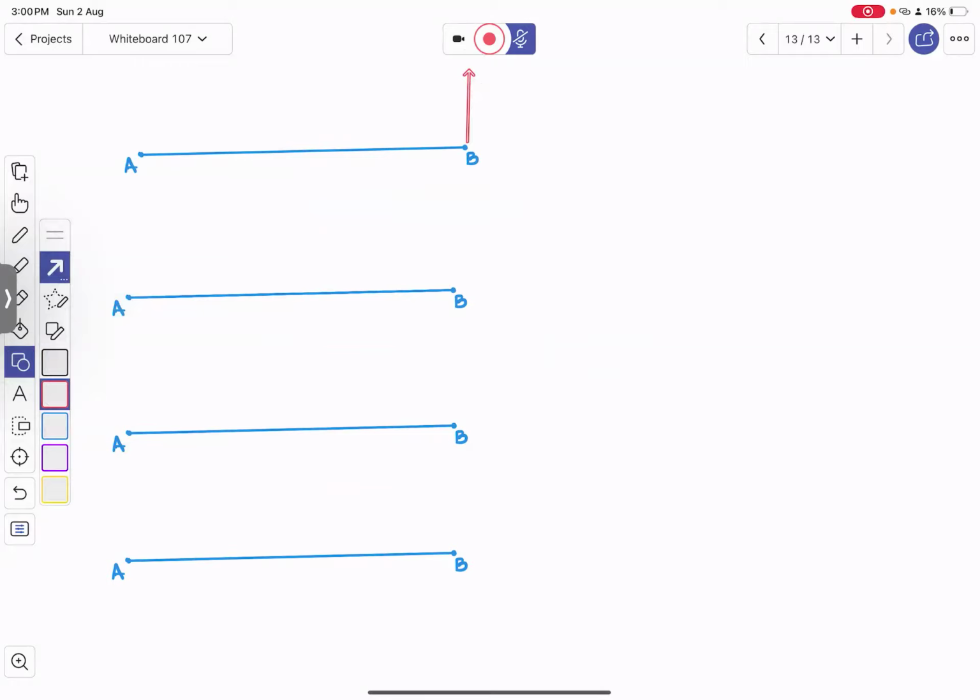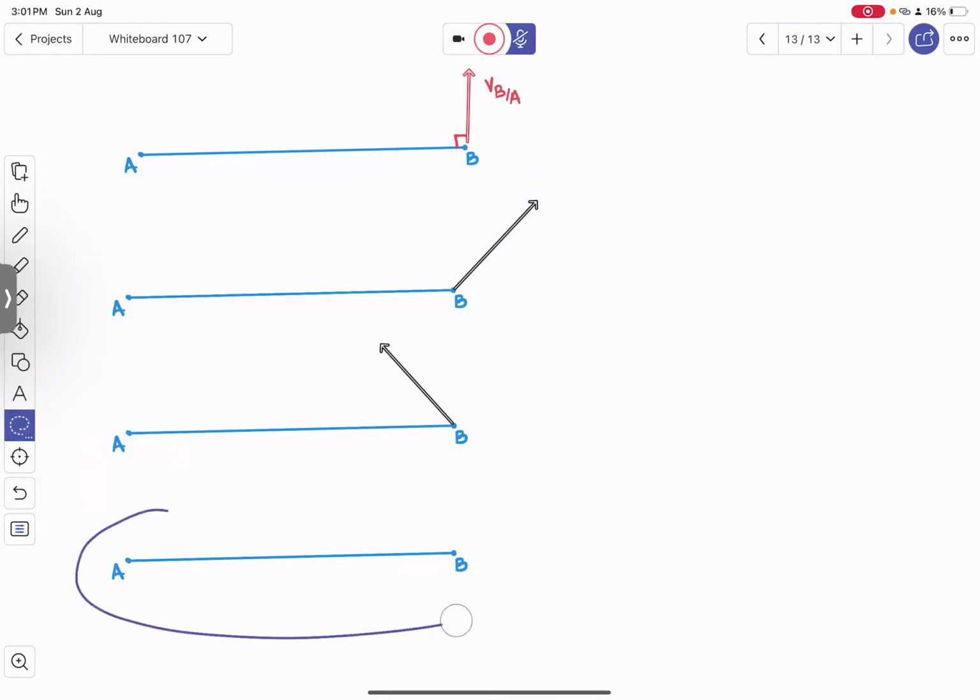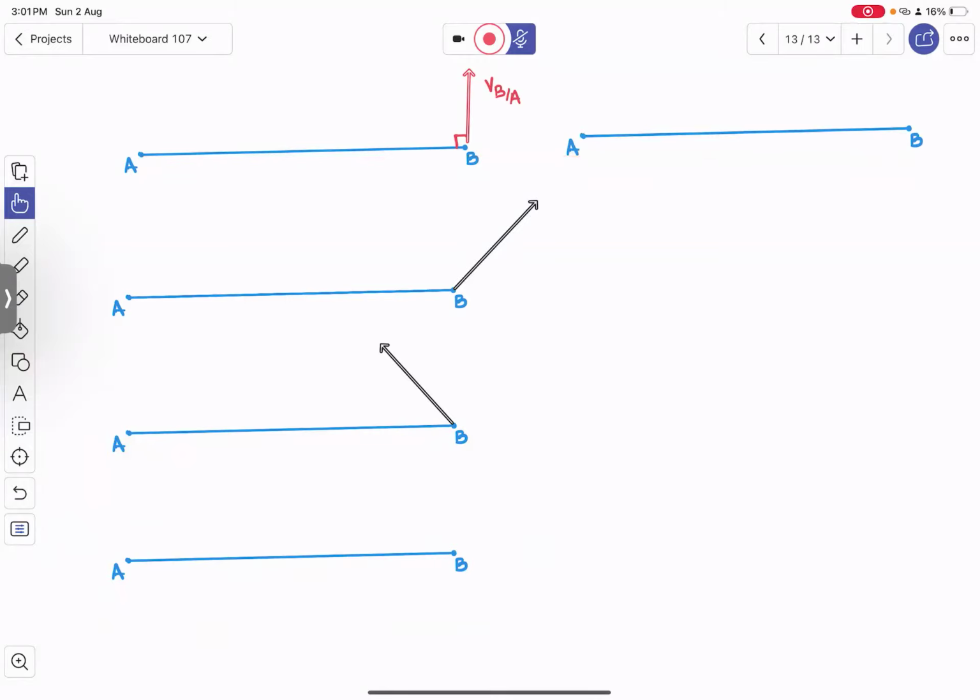Case 1, I find the velocity of B with respect to A, or V relative, to be perpendicular to AB. Now next case, the velocity of B with respect to A is like this. Velocity of B with respect to A is like this, and like this, and like this.